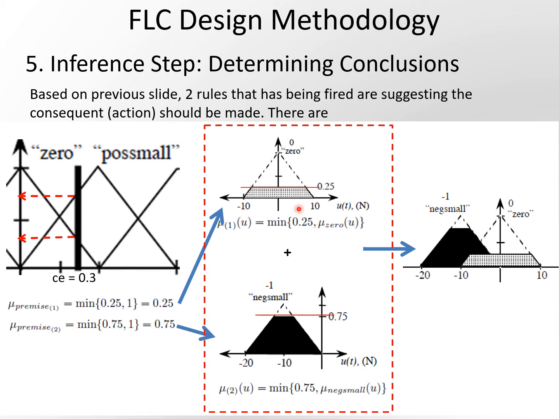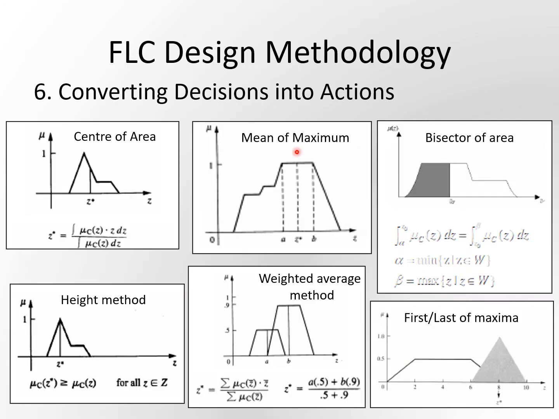So we have to aggregate them to get the final output. One is the negative small membership function, one is the 0 membership function, which are 0.75 and 0.25. So we aggregate them to decide one output. We have to come out with one final output value. So we have to go through this, converting the decision into action using the defuzzification method. We can use different methods, center of area, mean of maximum, and so on.